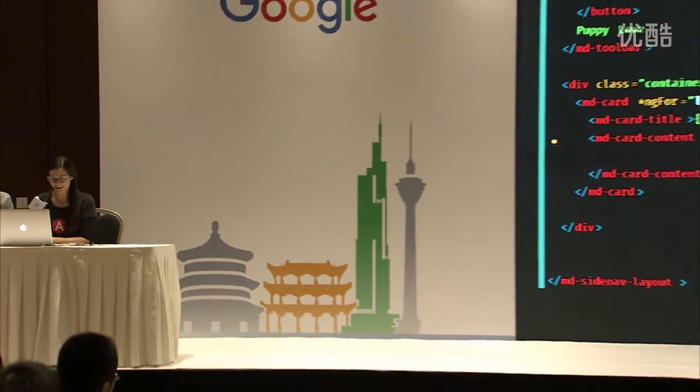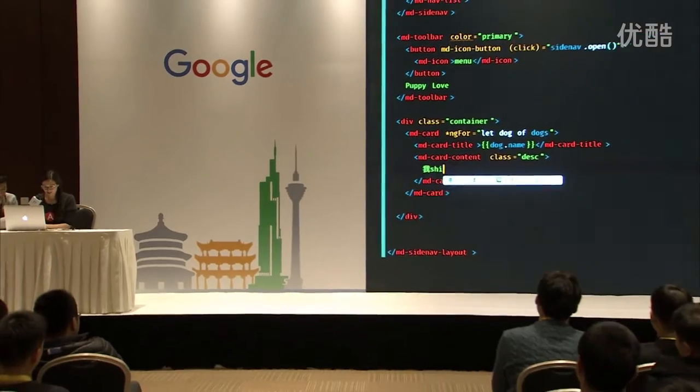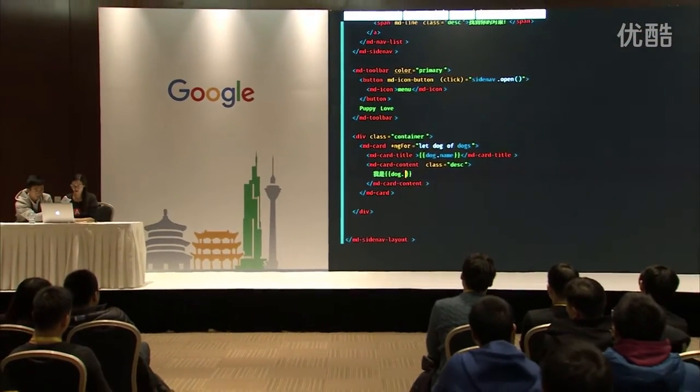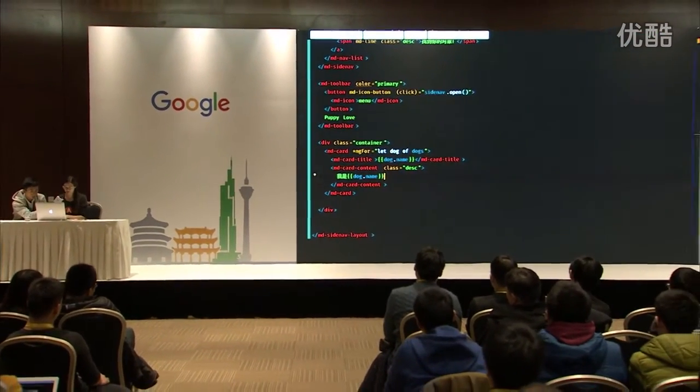So cards also have a feature for card content. So we can add a card content container here, and we're also gonna give it a description class for contrast. And we're just gonna do a generic description for all of these because we don't have time to personalize it. Okay, so we're just gonna say, well, sure. And then we're gonna interpolate once again the dog's name.